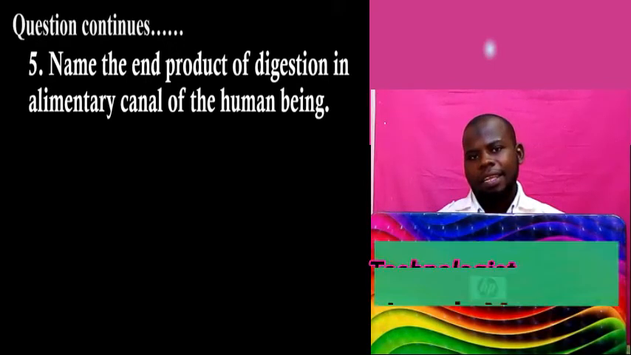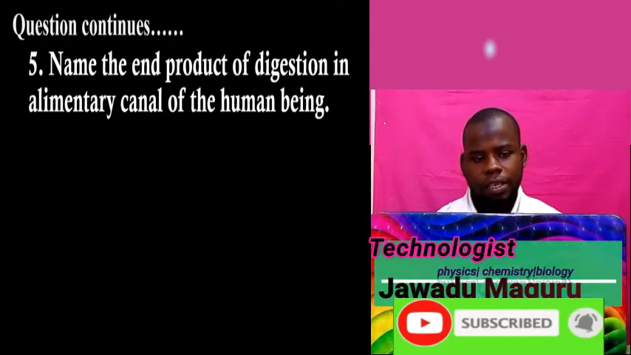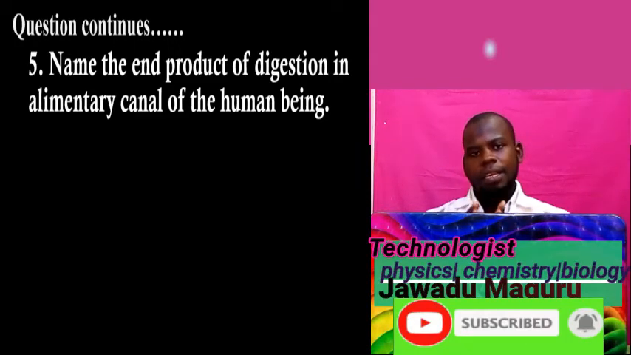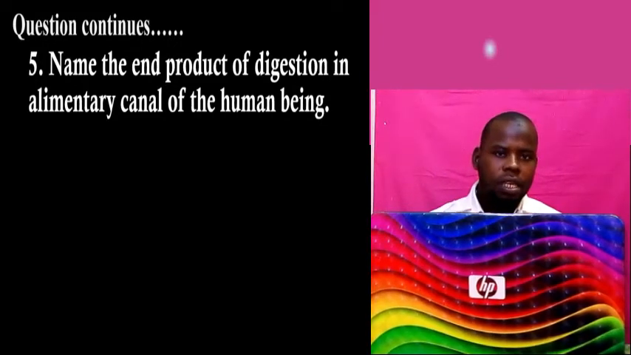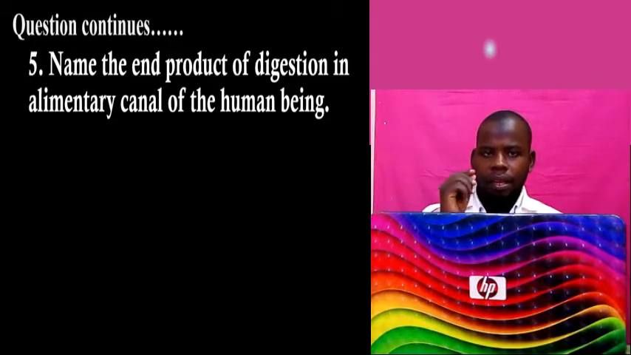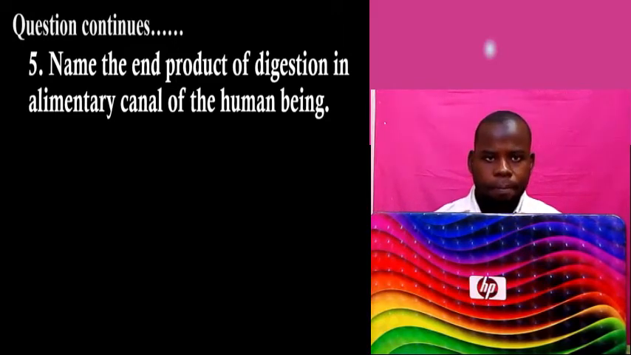I think you catch me and you understand these concepts of the questions. So I have said starch goes from mouth to stomach to duodenum to ileum. So question number 5 needs the end product of that food. I want to mention the end product only in the ileum, not otherwise. That is the meaning of question number 5.